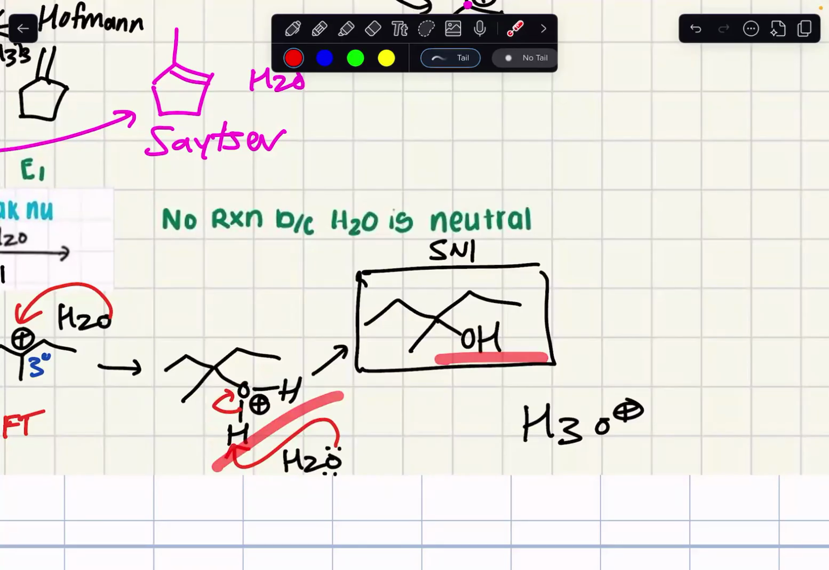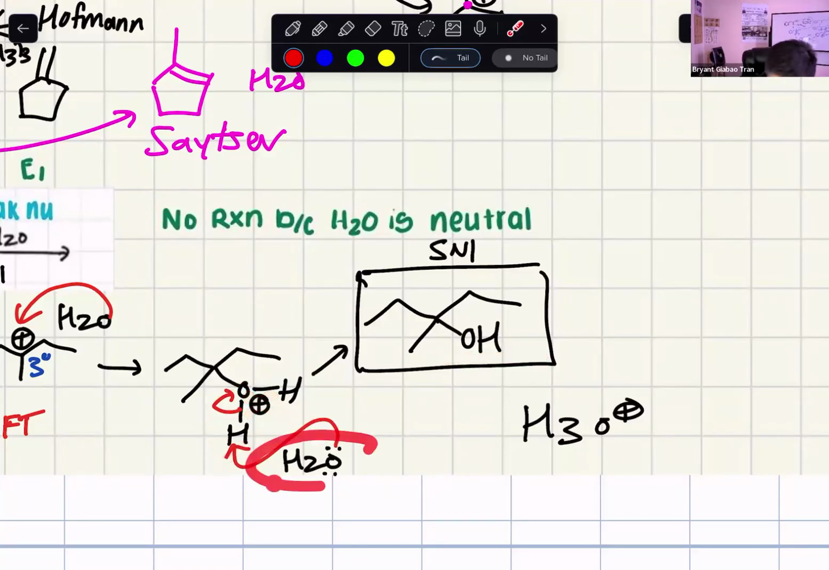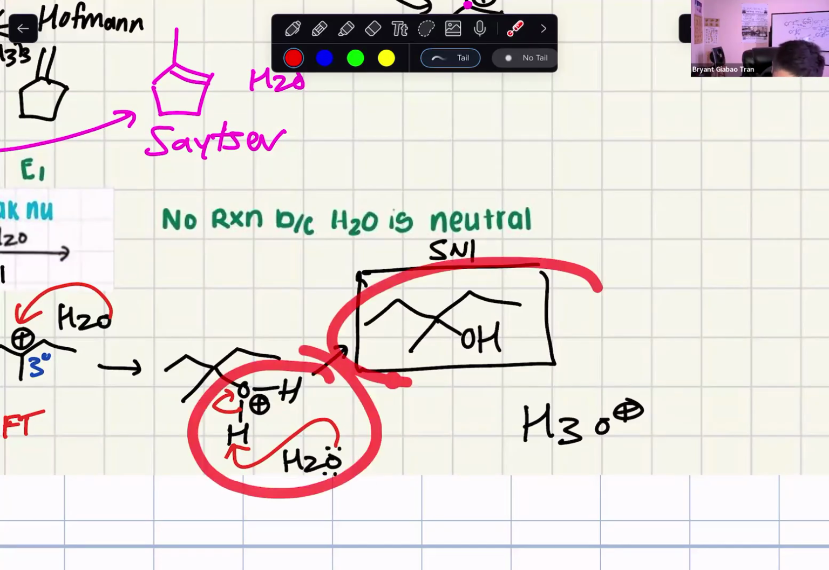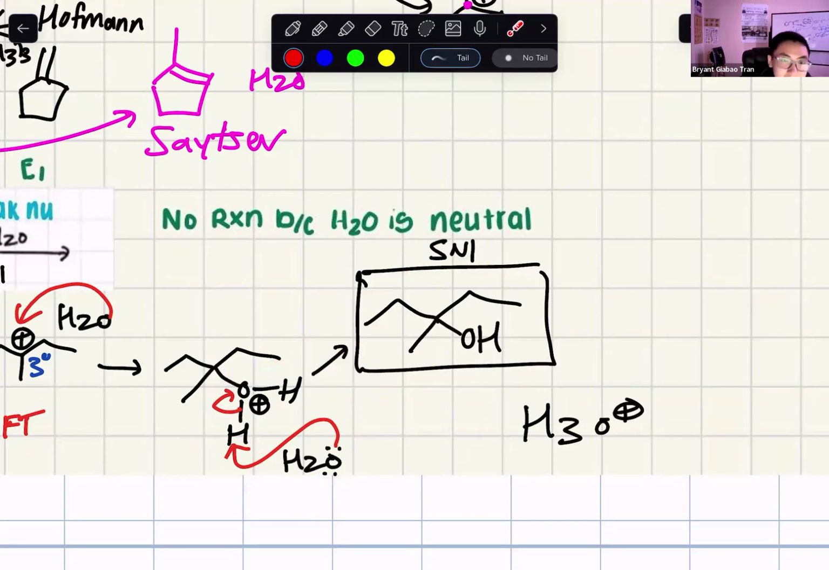This is positive charge. We want to get rid of that positive charge, so we take in another equivalent of the H2O or ROH, whatever we have in the reactant. Before it was ROH, now it's H2O to deprotonate and neutralize to get this stable neutral product. Okay, that was a good one. Thank you. Yeah, no problem.